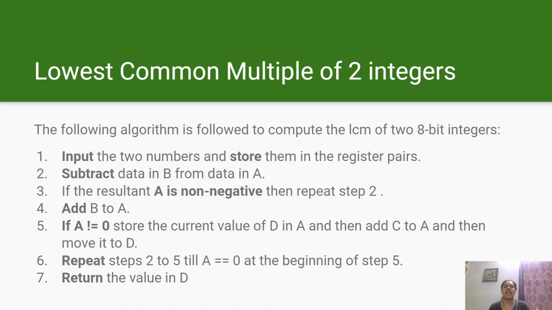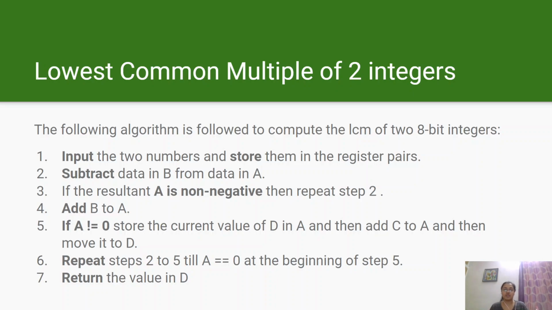First, we will discuss the algorithm to compute the LCM of two integers. So the algorithm is as follows. First, we'll take the two integers as an input and store them in registers, and then we'll subtract B from A. So basically subtract one number from the other number, and we'll keep on subtracting it till A becomes negative. When A becomes negative, then we'll add B to A once. So after all these steps, what we have with us is actually A modulus B, the remainder after dividing A by B.